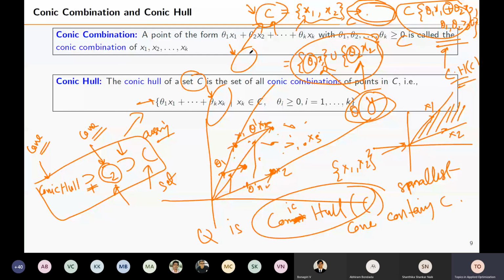So this is what we discussed previously. The convex hull is the smallest convex set containing C. You cannot have anything in between. But in the conic hull, we saw that there can be cones that may lie in between the conic hull and the set C. In the convex case, it will never be the case. You cannot have a set which is convex and lying in between the set C and the convex hull.